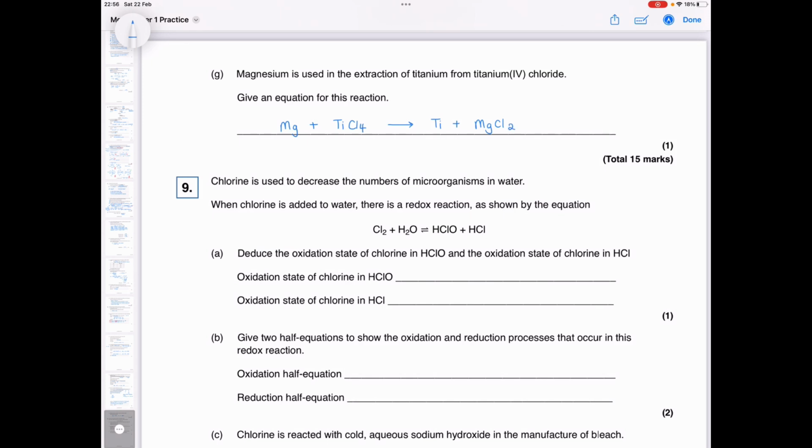So we now need to make sure that we have balanced this. So magnesium is in group 2, so it can bond to 2 chlorines. So we're going to need 2 lots of magnesium in order to use up the 4 chlorines that are provided by the titanium tetrachloride. So that is a displacement reaction.